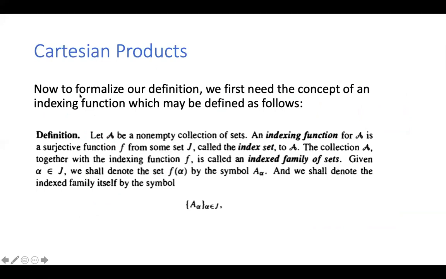So we need a concept of an indexing function, which is: let A be a non-empty collection of sets. Before I go further, let me talk about this idea of a collection. A collection is just a set that contains other sets. This is something that I think Nadir introduced, but didn't talk too much about. But the premise is that even sets can function as elements. And an indexing function for a collection is a surjective function from a set J, which is called the index set, to the collection, right?